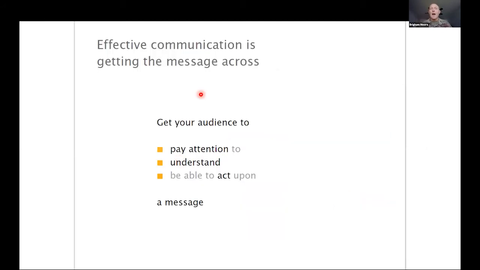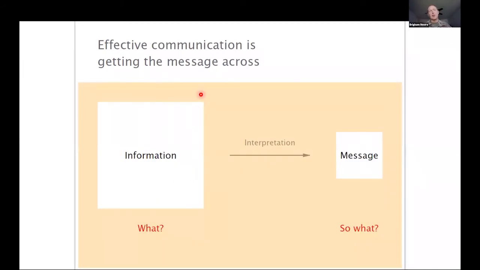Well, cool. Effective communication is all about getting your audience to do something, right? You want them to do something. Well, I think you want them to pay attention. You want them to understand what you're talking about, and you want them to be able to act upon what you've talked about. And really, it's all about acting upon a message that you're trying to convey. Now, specifically, I think this diagram shows it so well. As an engineer or as a scientist, mathematician, you're going to know lots of stuff.